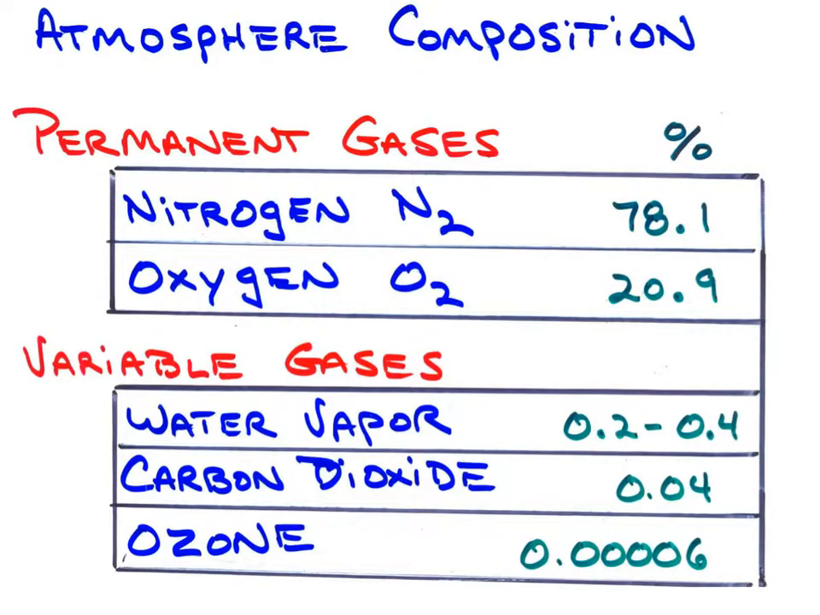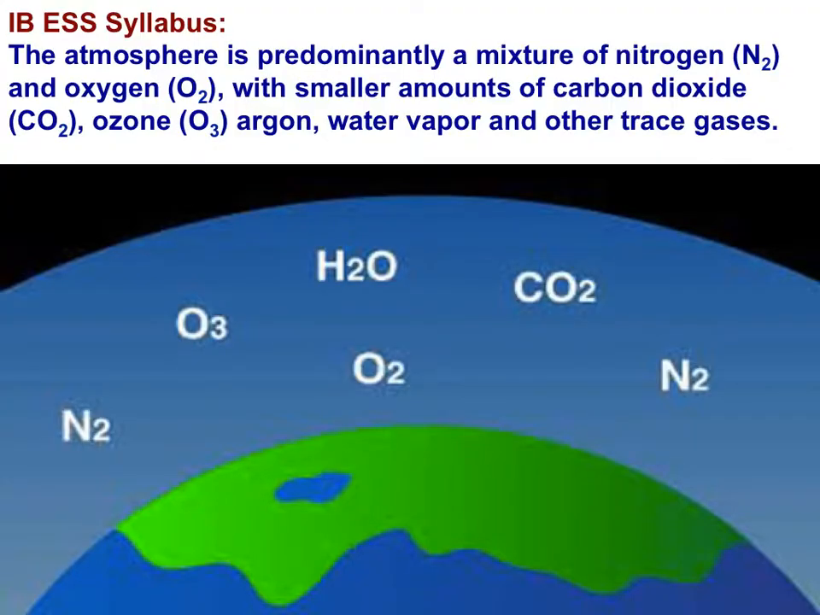This is an important slide to study. The atmosphere is almost entirely nitrogen, N2, and oxygen, O2. Keep this in mind. Water vapor, carbon dioxide, and ozone represent just fractions of a percent of the entire gaseous mixture. The atmosphere is predominantly a mixture of nitrogen and oxygen with smaller amounts of carbon dioxide, ozone, argon, water vapor, and other trace gases.